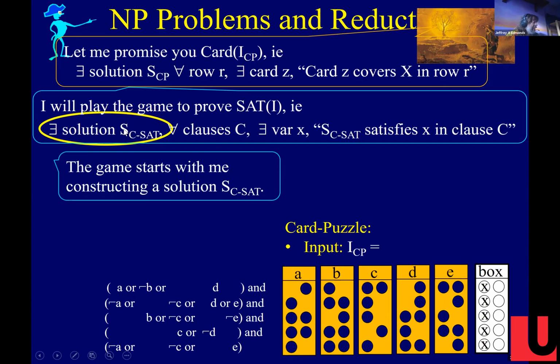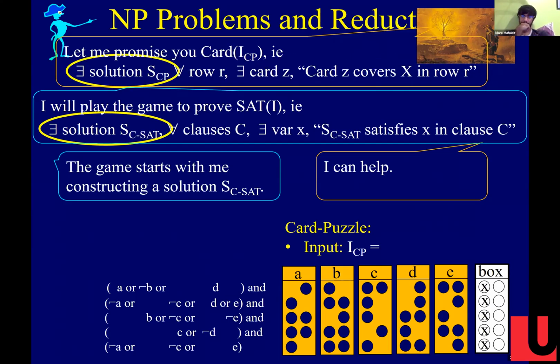We start with there exists, right? I have to prove that there exists an assignment. Now, how am I going to come up with an assignment to my clauses? Who can help me come up with an assignment? The card puzzle from the Oracle. I go over and talk to the Oracle. What can the Oracle do? She's promising me that there exists a solution to the card problem. It tells me how to flip each card.